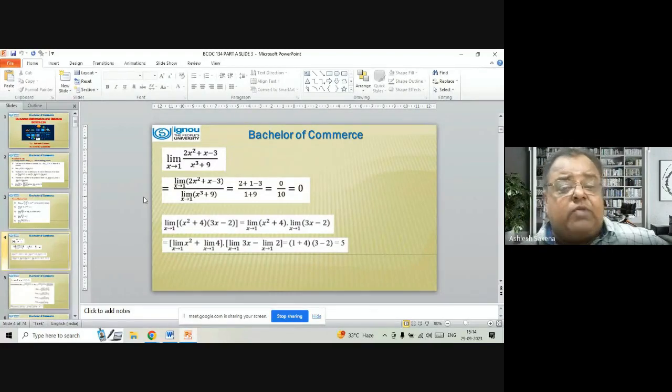While solving the numerator, the answer is 0, and while solving the denominator, it is 10. So its answer will be 0.